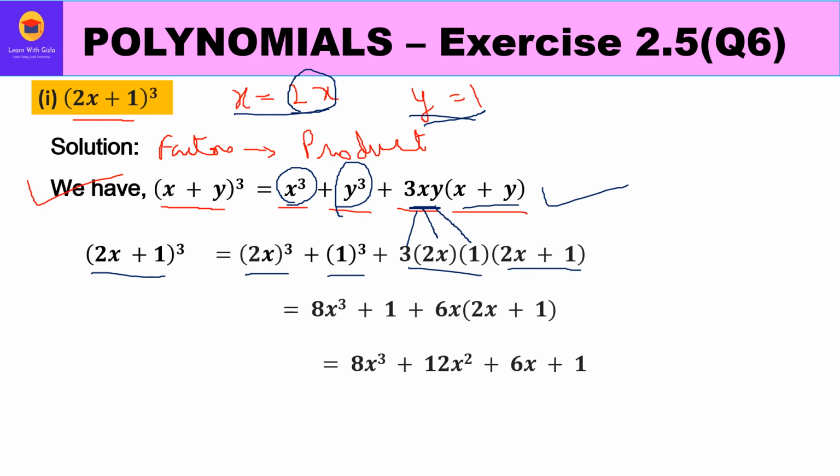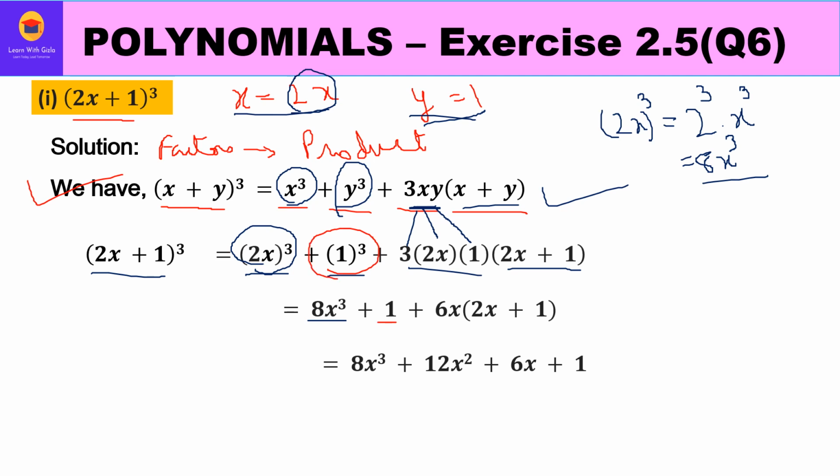Now 2x cube. Now you have to solve 2x cube. Very carefully, you will write 2x whole cube. Right, and then whole cube means what? That you have to multiply 2 also 3 times and x also 3 times. It is 2 cube and x cube as well as x cube. So 2 cube is 8 and x cube over here. So 2x whole cube, what you will get? 8x cube, right? 1 cube is 1 only.